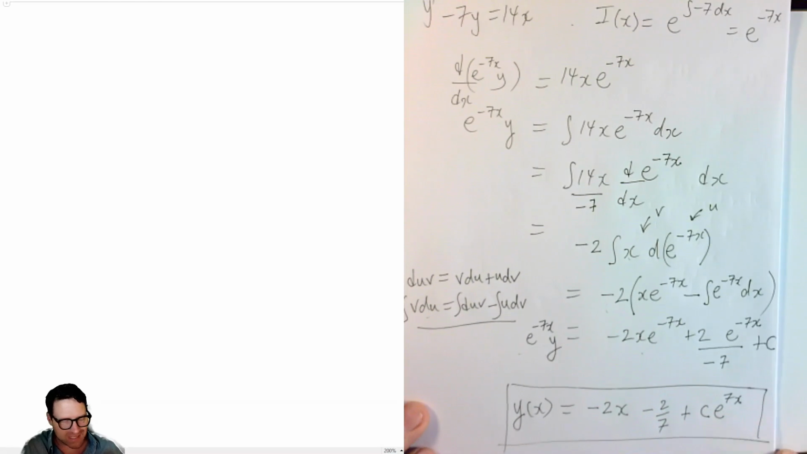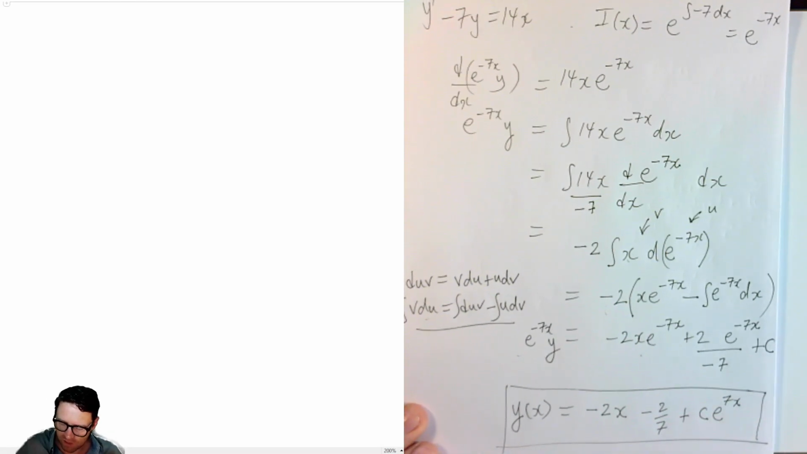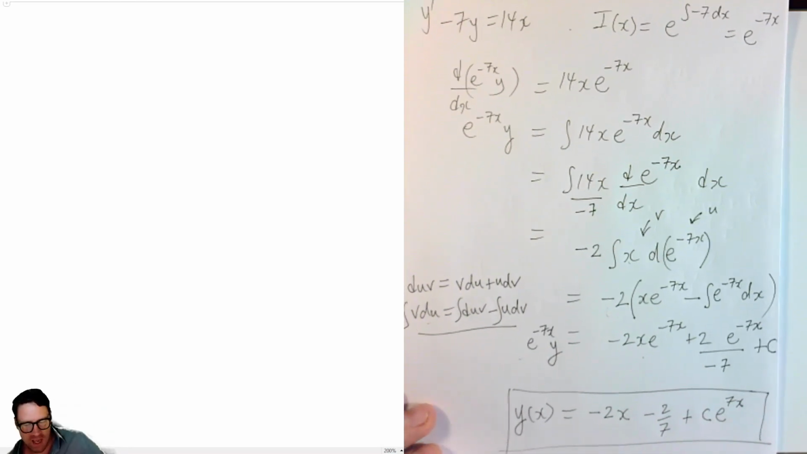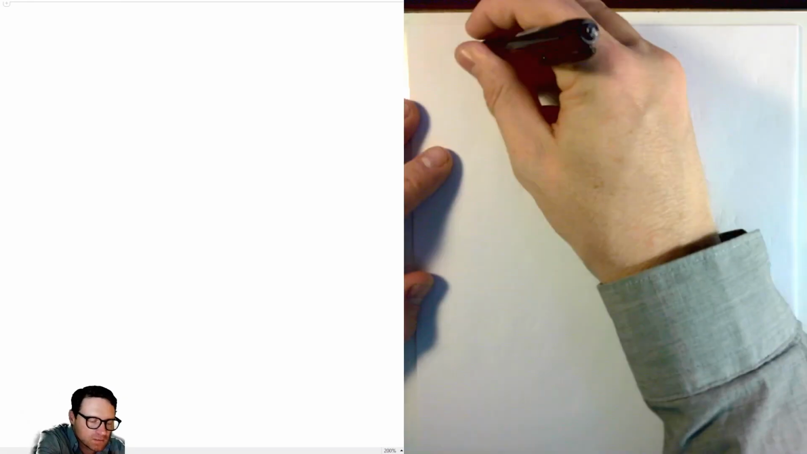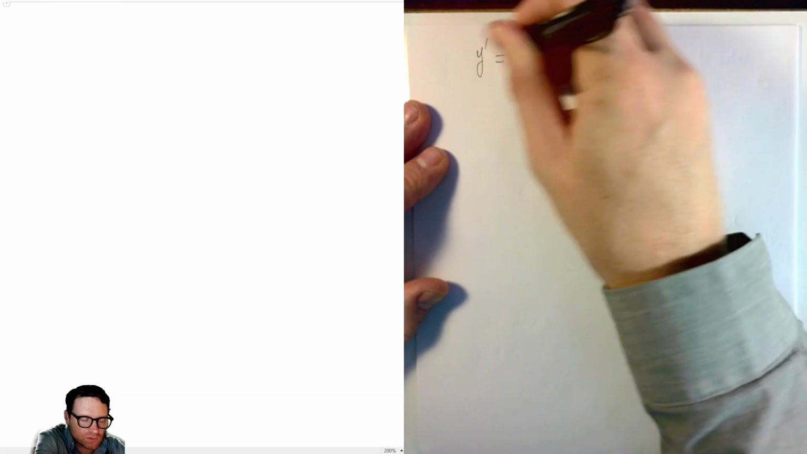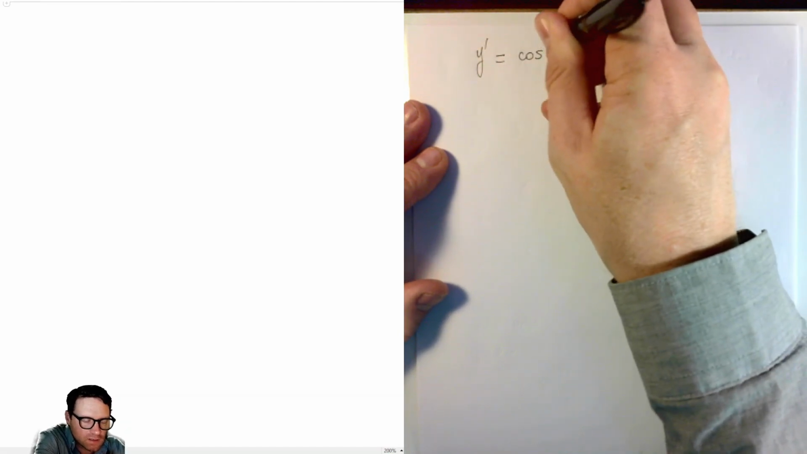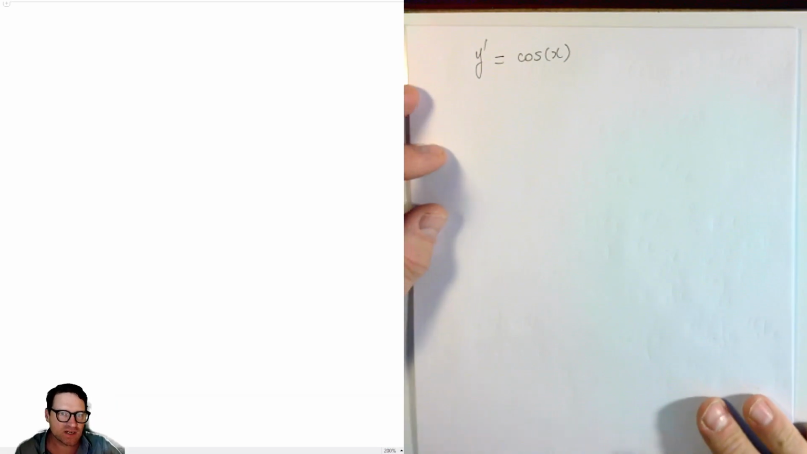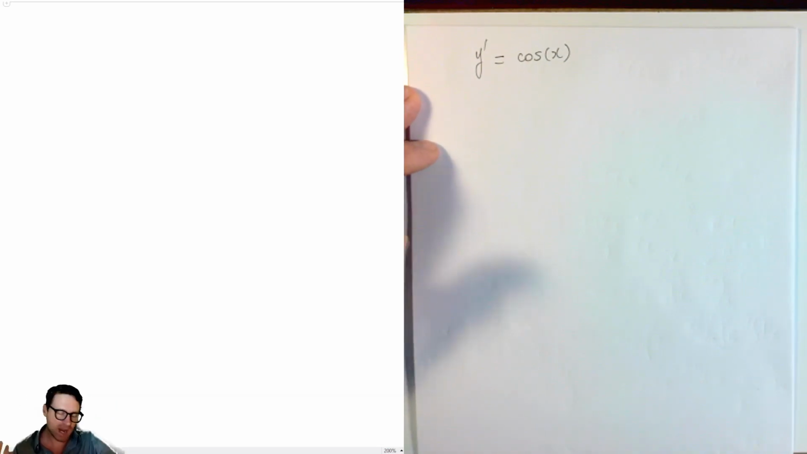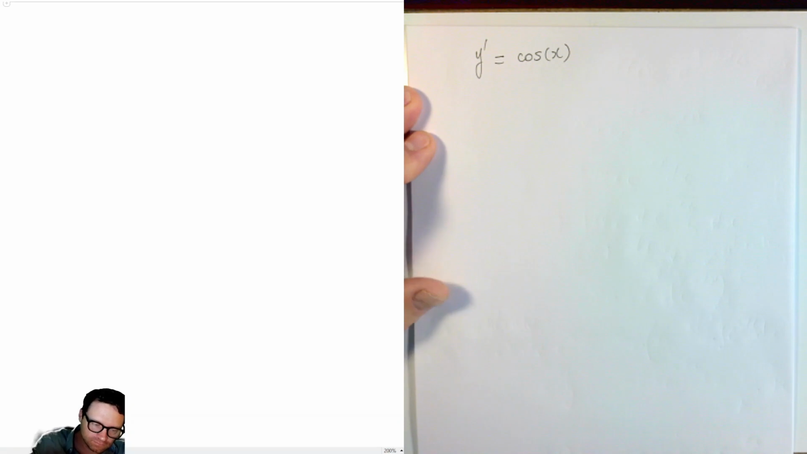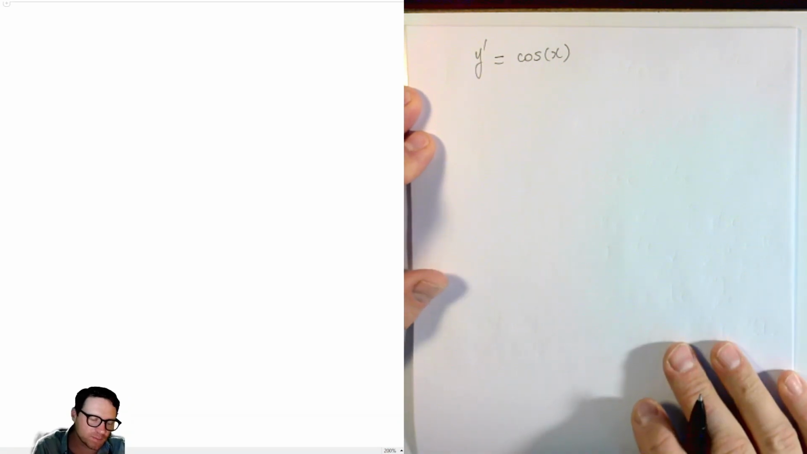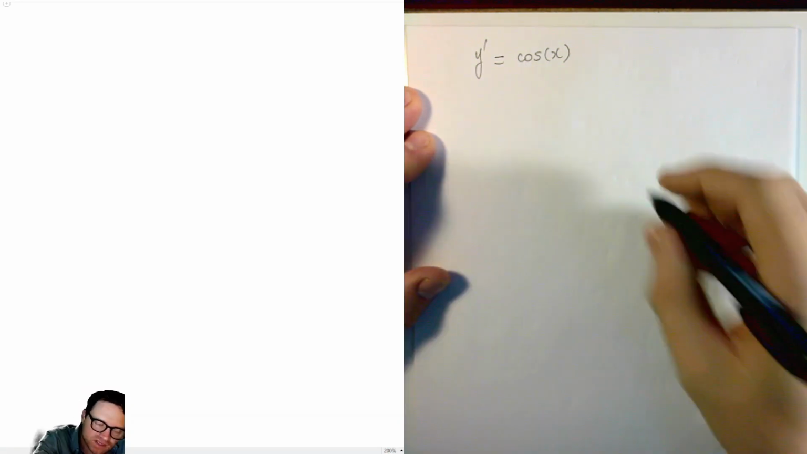All right, so that one was a little bit more tricky than the previous ones. Now let's go on and do another one. All right, y dash equals cos of x. Now this one's just incredibly easy. It's separable, right? So we can solve this as a separable equation just by integrating both sides.